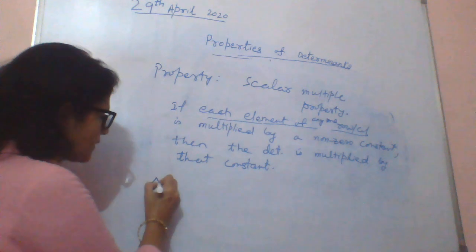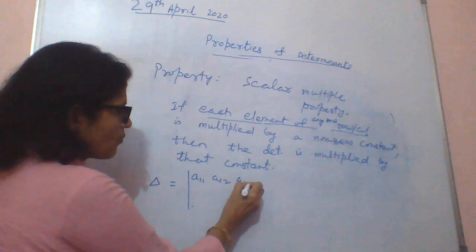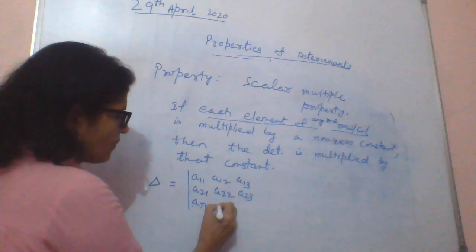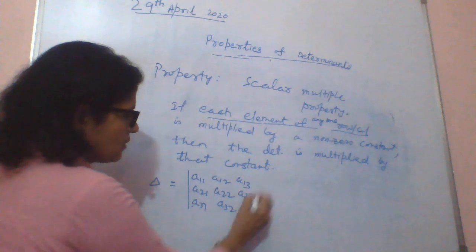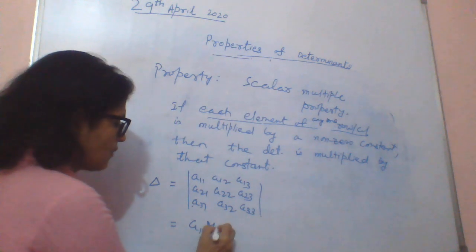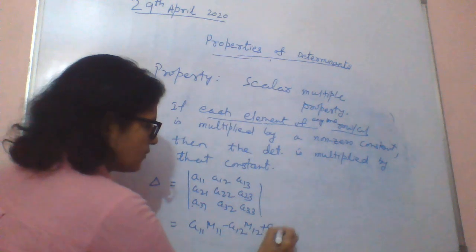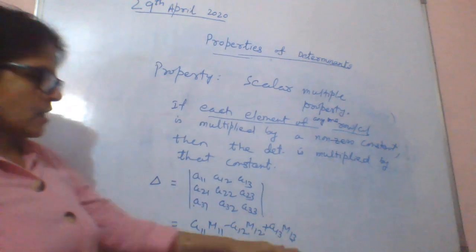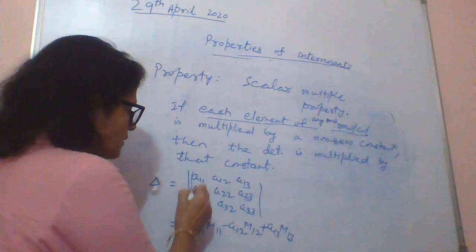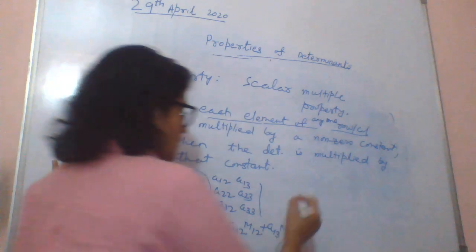Suppose you have delta, with rows A11, A12, A13, A21, A22, A23, A31, A32, A33. If I evaluate this, I may write A11 into M11 minus A12 M12 plus A13 M13. I am not expanding this fully because you know how to evaluate. Now what I am going to do, suppose each element of the first column is multiplied by a non-zero constant k.